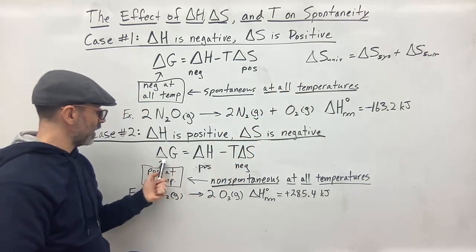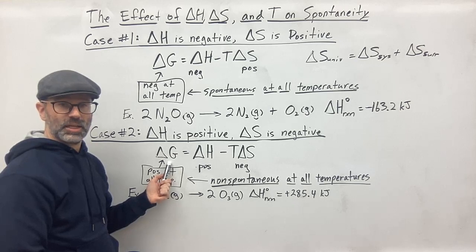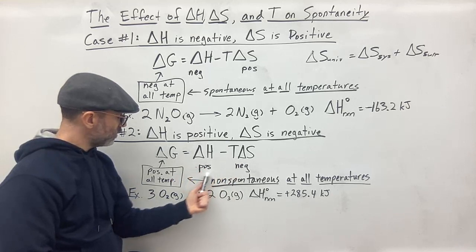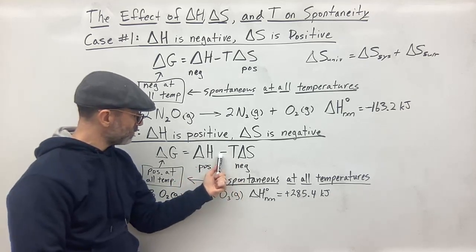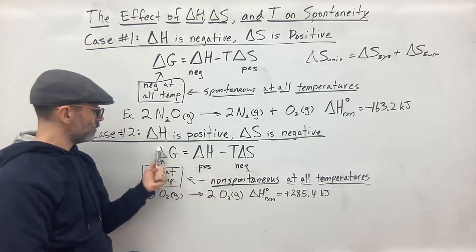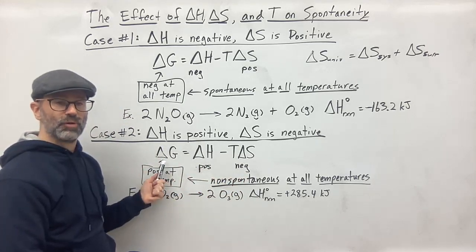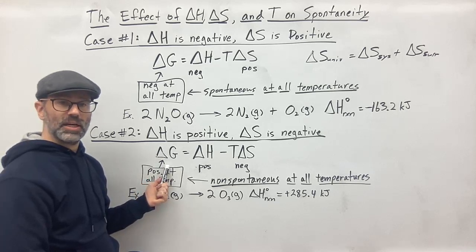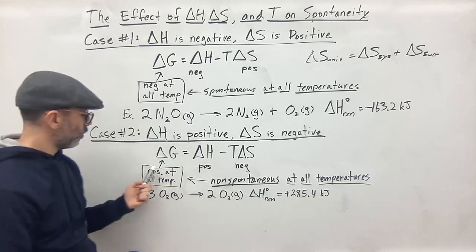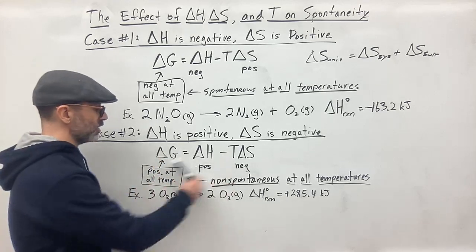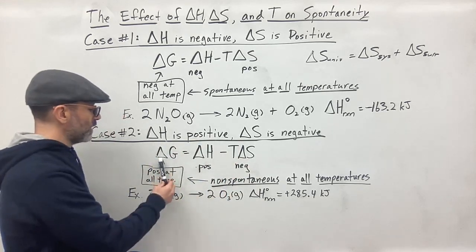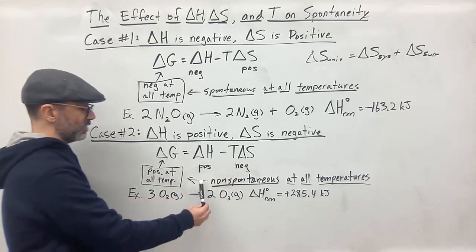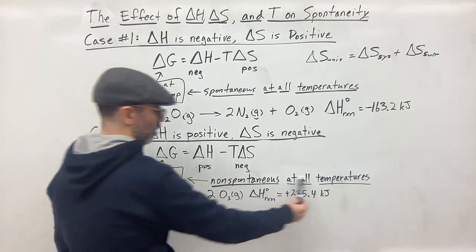You need a negative change in the Gibbs free energy. But here, there's no way to get a negative, because this is positive, and a negative times a negative is positive. So a positive plus a positive is always going to give you a positive value for the change in Gibbs free energy, and a positive value is a non-spontaneous reaction or process. So under this case, delta G is always positive at all temperatures. That means that this is going to be a non-spontaneous reaction at all temperatures.